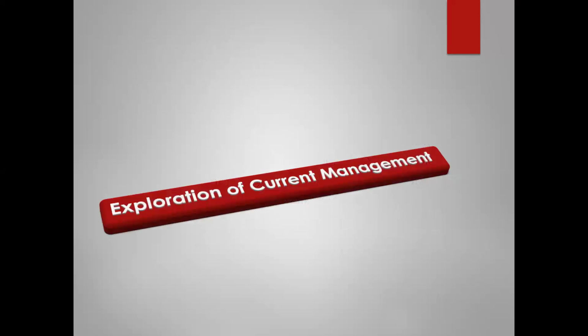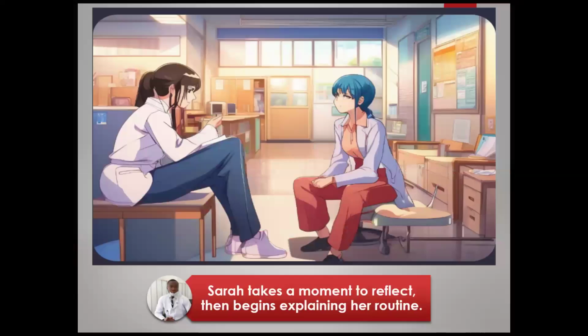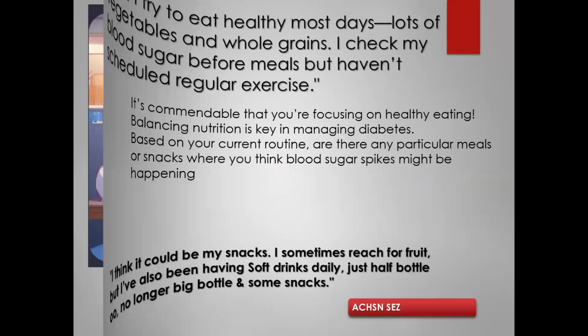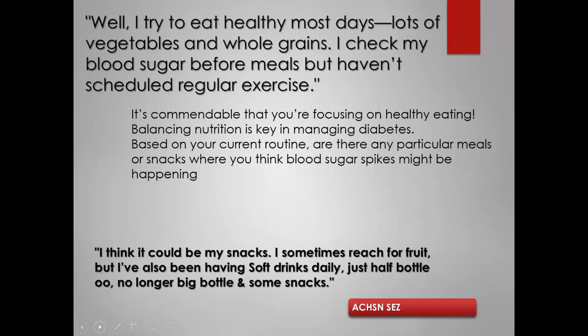You see, the next is exploration of current management plans. You have to look at the current management options that are available based on research. Sarah takes a moment to reflect, then begins explaining her routine. "Well, I try to eat healthy most days, lots of vegetables, whole grains. I check my blood sugar before meals, but haven't scheduled regular exercise." She's discussing now because the counselor has good knowledge. I've actually brought up what you eat, your activities, and all of that.